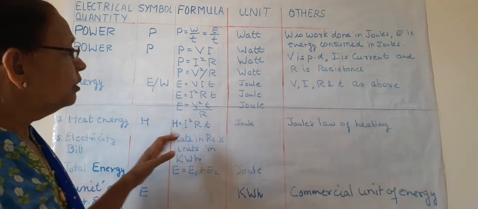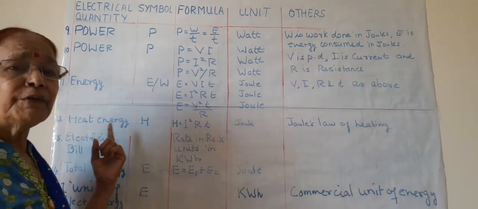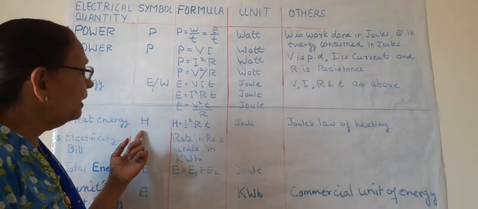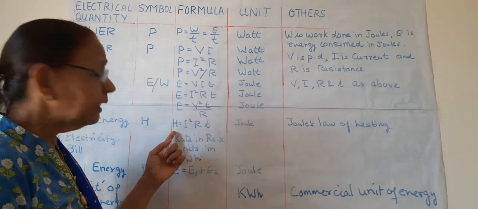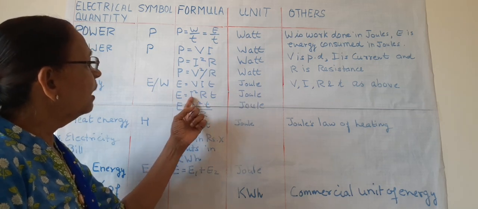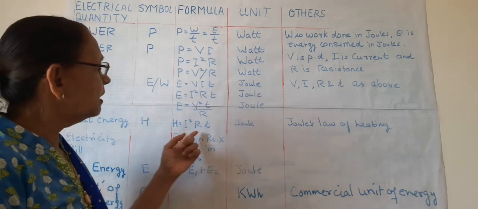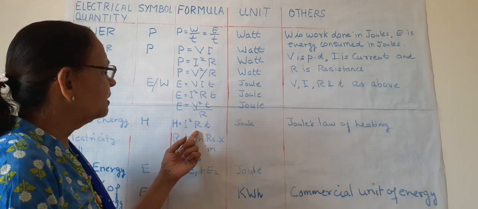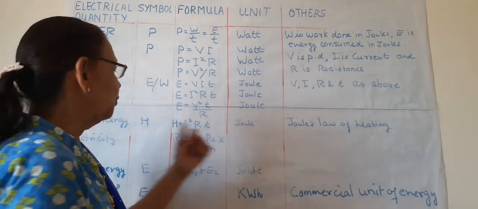Now the next is Joule's law of heating. We have a special formula to calculate the heat which is produced in the system, and heat energy is denoted by H, and this is Joule's equation. H is equal to I square RT, where H is heat. This is the same as energy, I square RT. Heat is also a type of energy, but this is special for Joule's law. The same current, resistance and time, and H is heat, and the unit is joule.